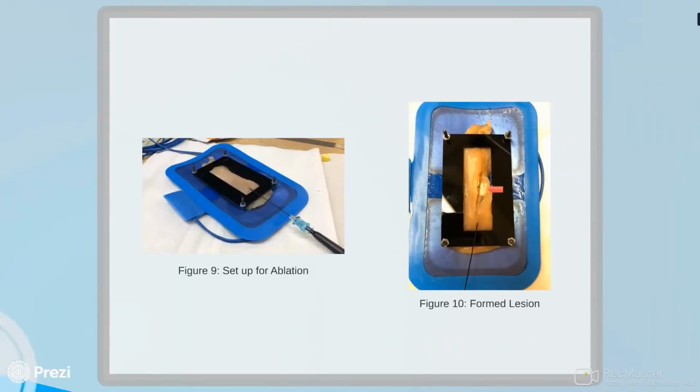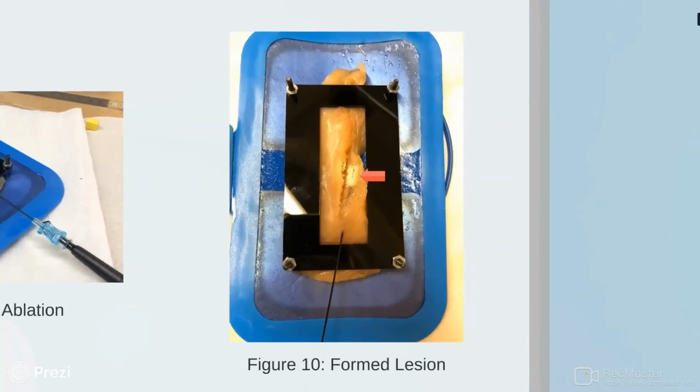The figure on the left shows the ablation setup. On the right, it can be seen that there is a formed lesion. The lesion is shown as a cooked portion of the tissue, so it is light in color.